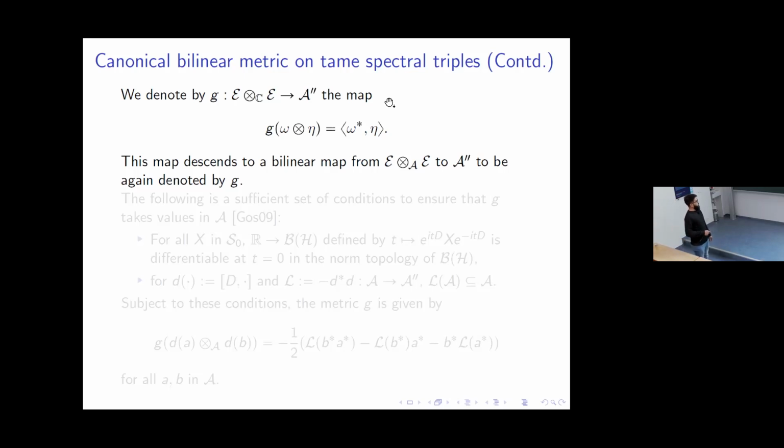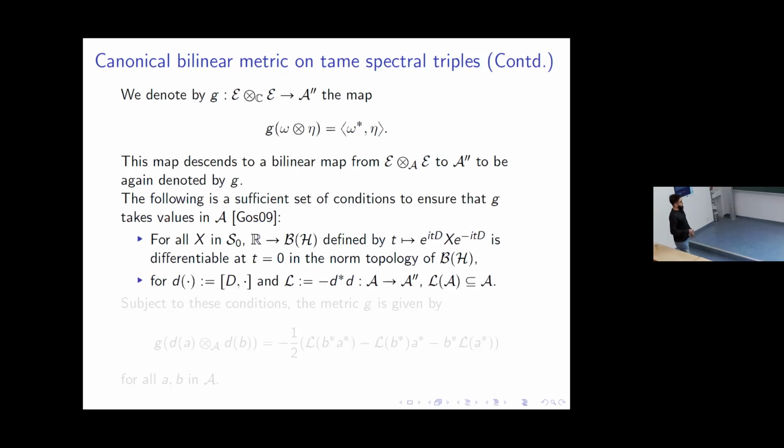And finally, we have to ensure that the metric takes values in the algebra and not in the double commutant. For this, Goswami gave the following set of conditions which ensures that it is inside the algebra. The first one is that the map T mapping to exponential of iTD multiplied by X multiplied by exponential of minus iTD needs to be differentiable at T equals 0, differentiable in the sense of the norm topology of B(H).